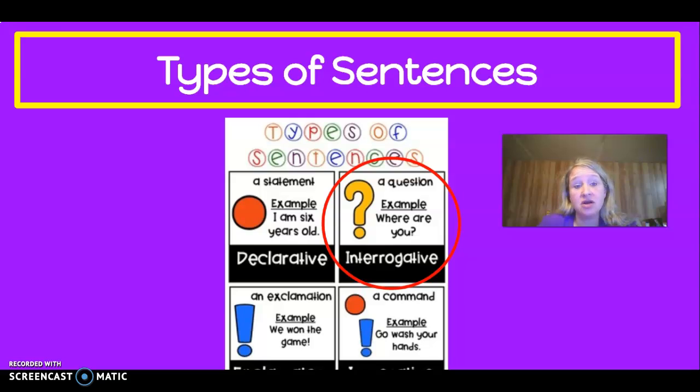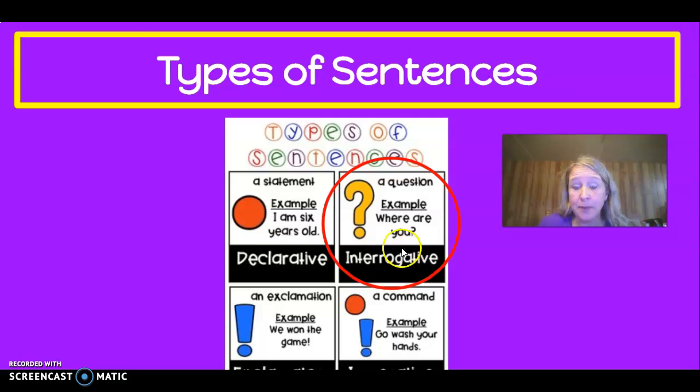First, there are 4 types of sentences. The one we're going to be talking about today is called interrogative. Say that with me. Interrogative. That means that sentence is a question. It is asking something. Have you ever heard, the policeman interrogated the burglar or the robber? Okay, interrogate means to ask questions. So interrogative is an asking sentence. It's called a question. It's just a fancy word for question.